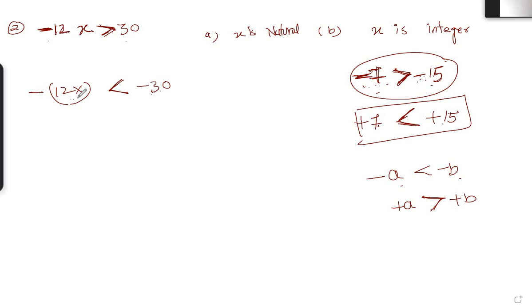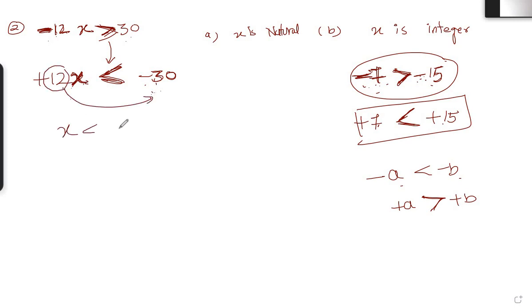So I want to switch the sign on both sides. Correct? So this minus I am trying to make 12x plus, and this I am trying to make minus 30. So I have changed the sign. So this greater will become lesser. Understood? So if we want to change the sign on both sides, the inequality changes. Correct? Once we have positive on the x side, always, then this number can go to the other side. So x is less than minus 30 by 12.